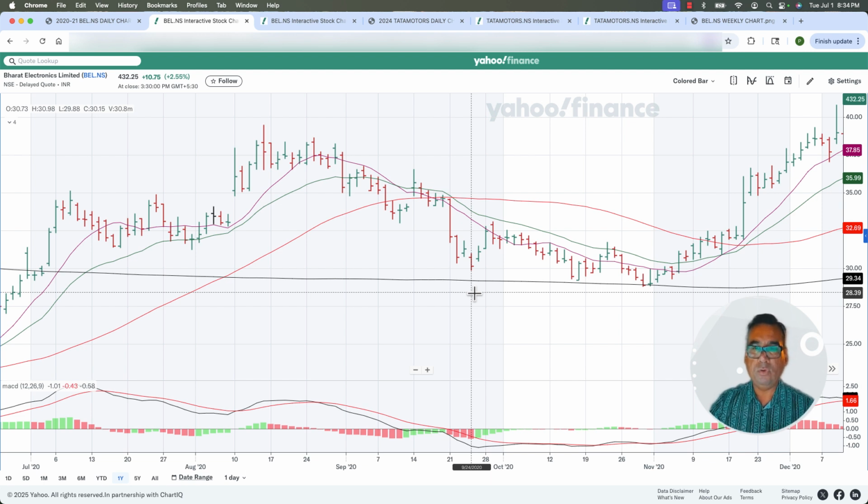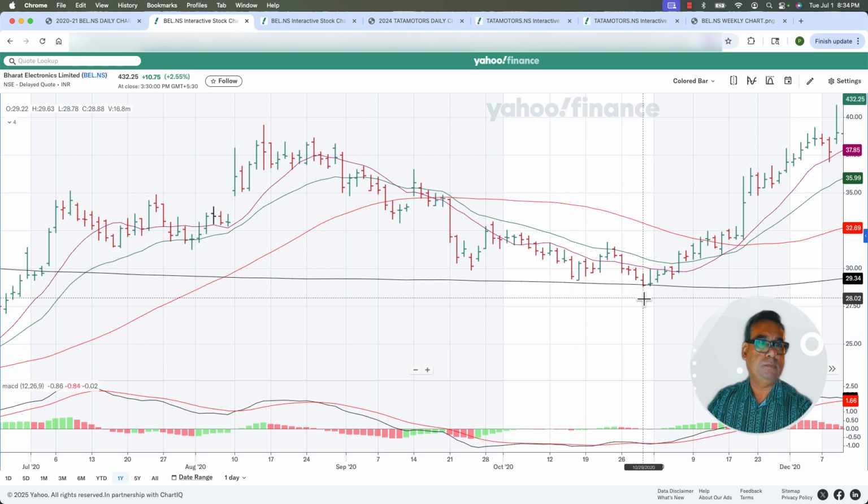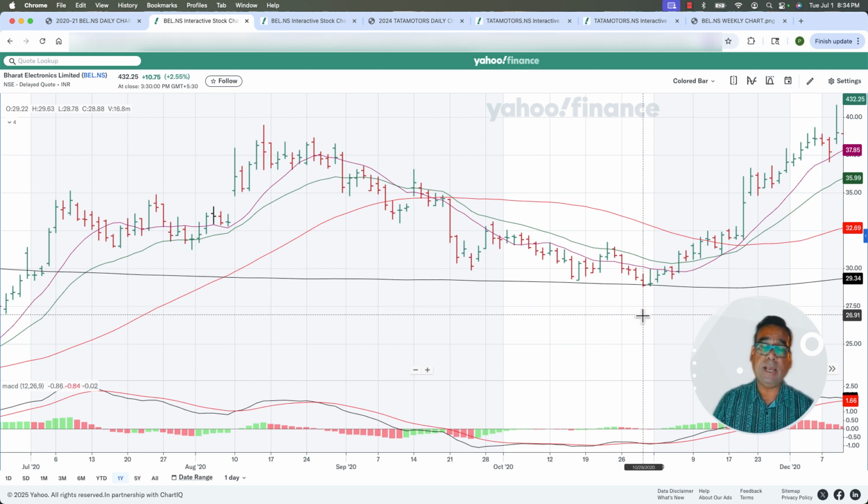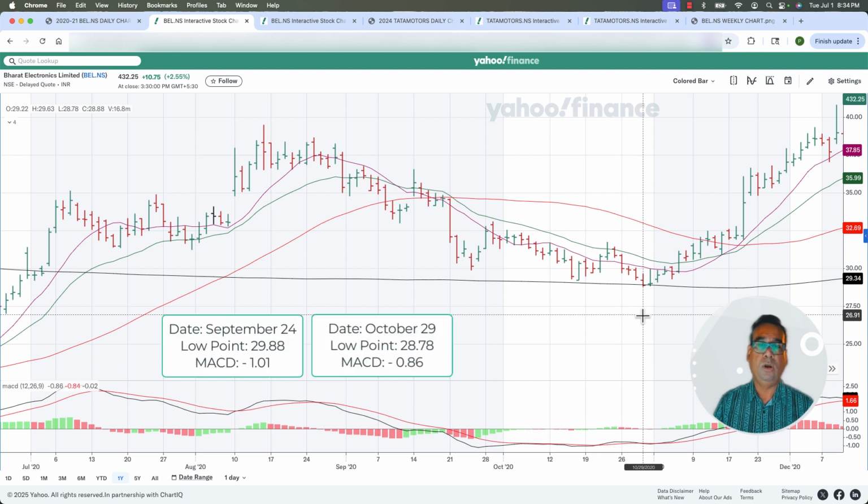Now, if you move back to October 29th, and that's the day it made a point lower than this day, 24th September. So notice that on October 29th, it made a new low, lower than September 24th. And you can see in the top left corner, the low point was 28.78.